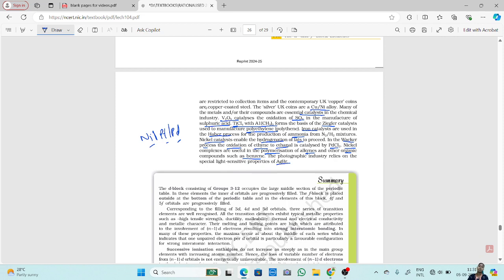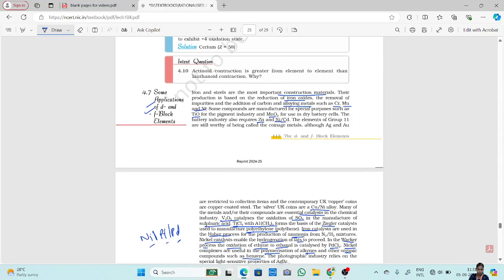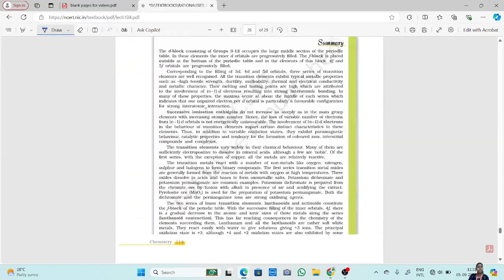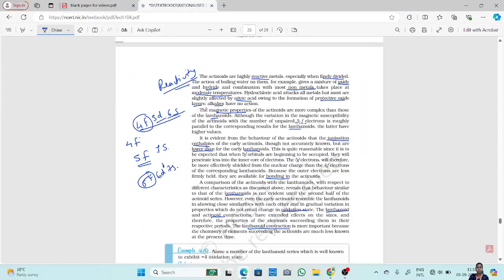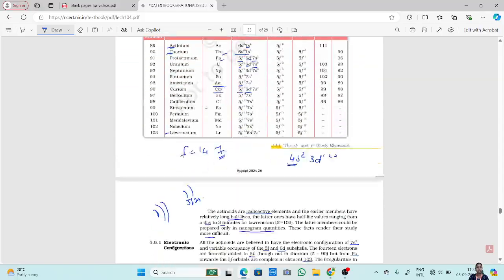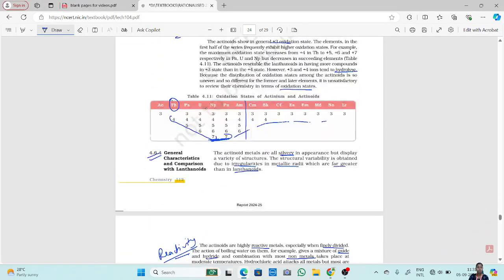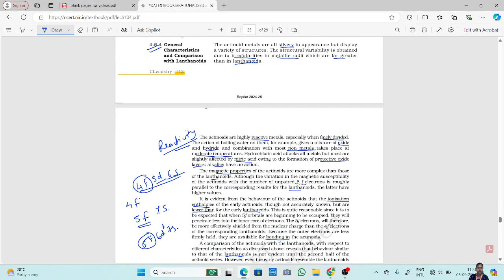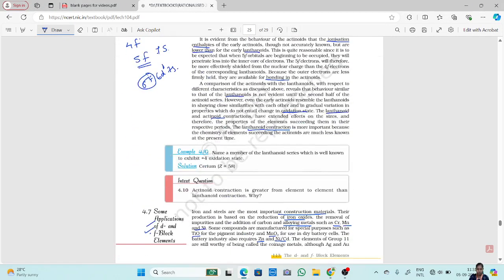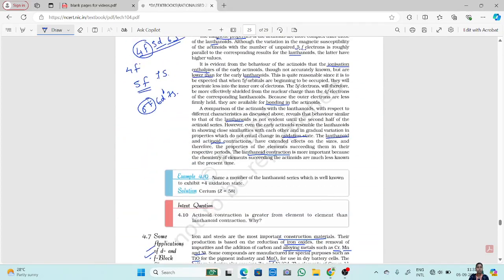So these are the uses or applications of D and F block elements. So we are done with the chapter. This was the last part that was remaining. Now, in today's class, we have seen the actinoids, their electronic configuration, atomic and ionic radius, oxidation states, some of their general characteristics in comparison with lanthanoids, and some of the applications of D and F block elements.